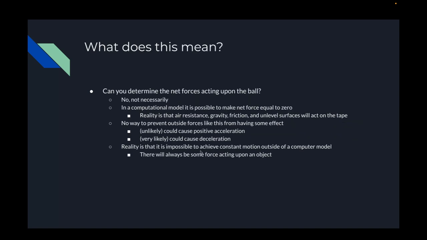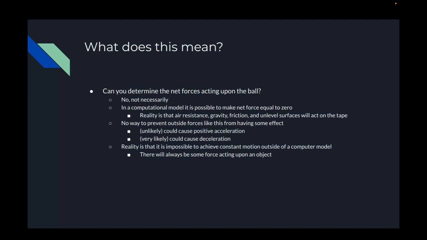What does this mean? Can you find the net forces acting upon the ball, or the tape, from this? No, you really can't, because in a computer model, it's possible to make everything equal to 0, but in reality, you have air resistance, gravity, friction, and no surface is truly level. Also, you can see that air resistance would be unlikely, and an unlevel surface could cause positive acceleration downhill or deceleration.